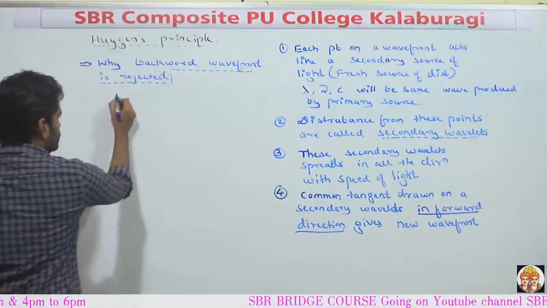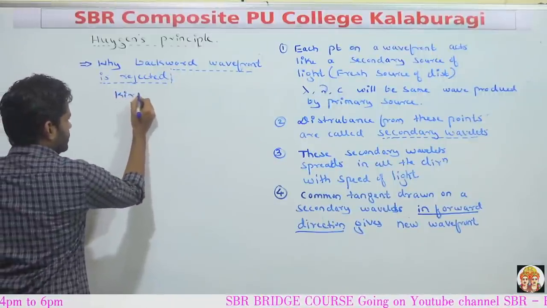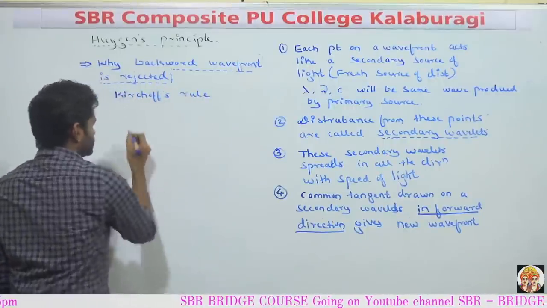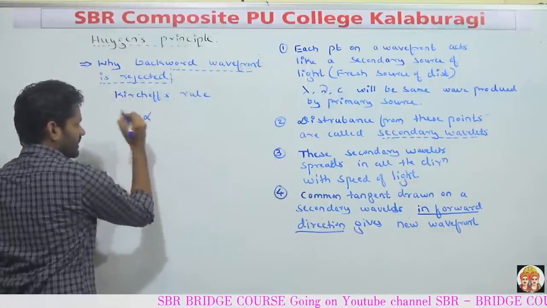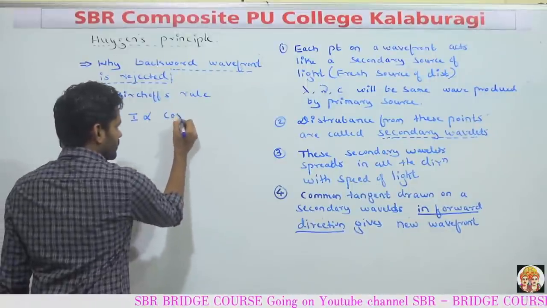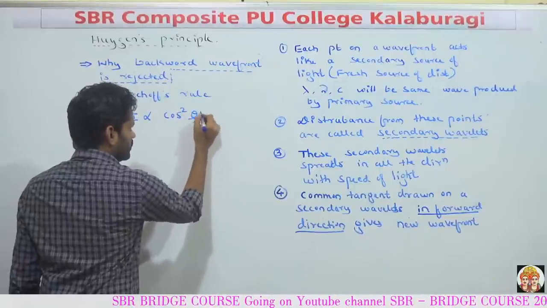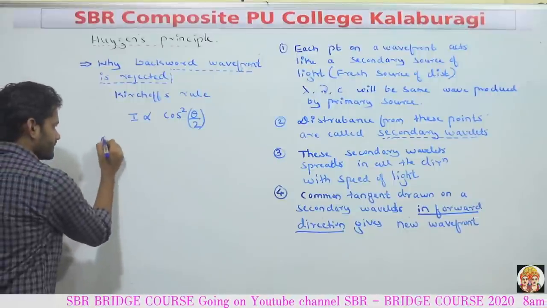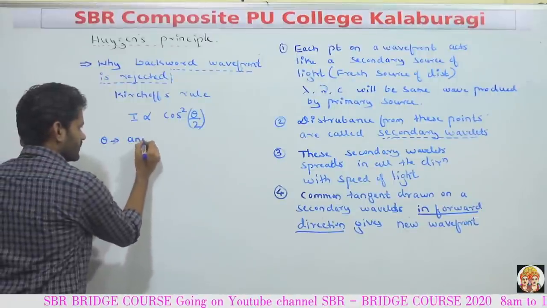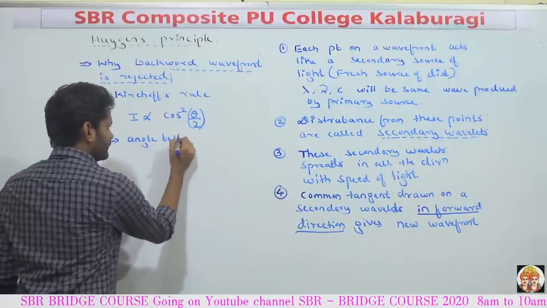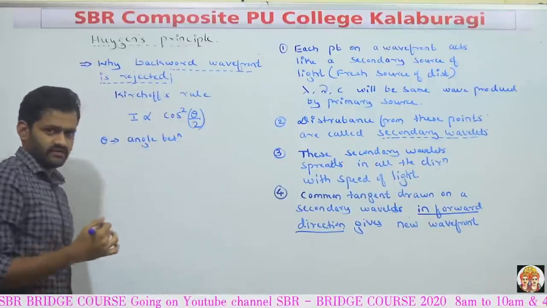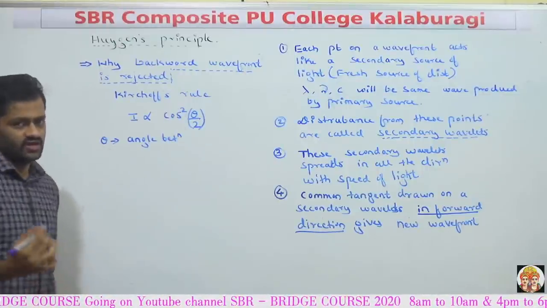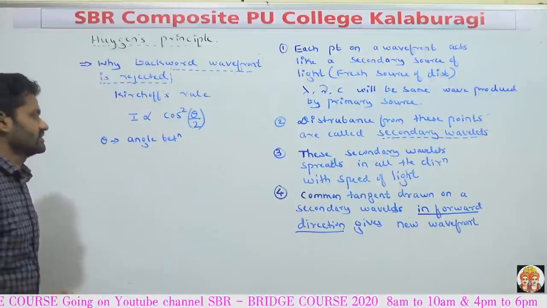According to Kirchhoff's rule, intensity of light is proportional to cos square theta by 2. He proved this equation. I am explaining mathematically, and I will explain physically also. Two reasons are given why that backward wavefront will not be taken. So why are those rejected?